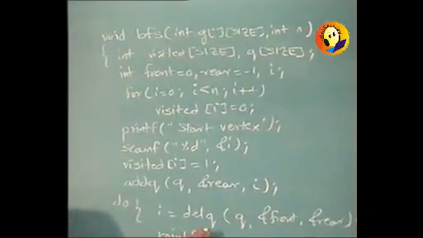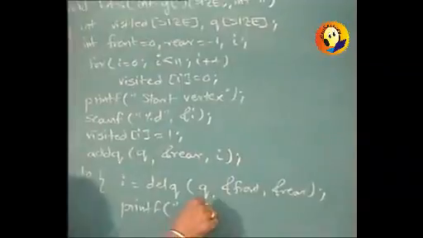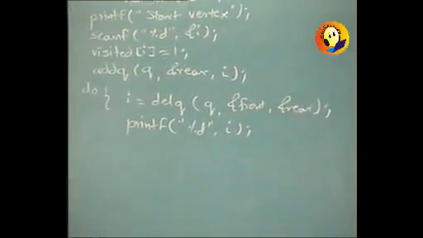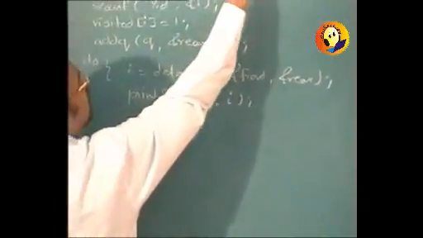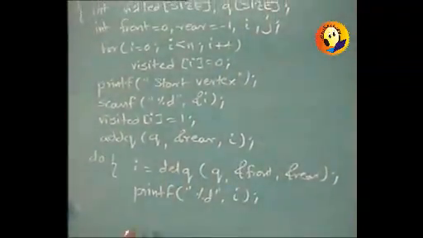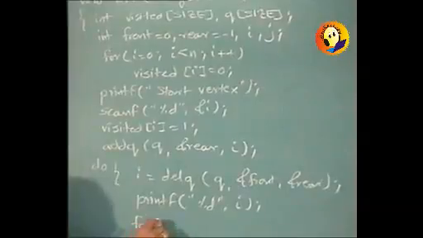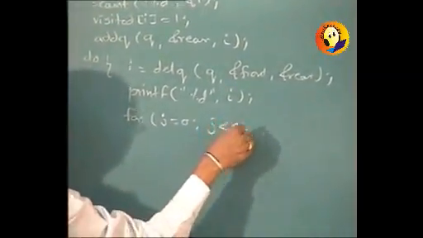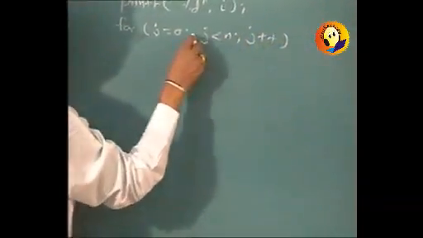Printf. I will require J also, no? And then for J equal to 0, J less than N, J plus plus.